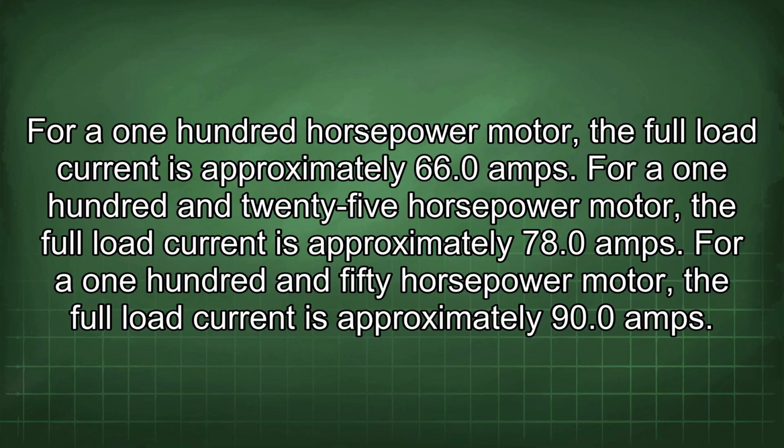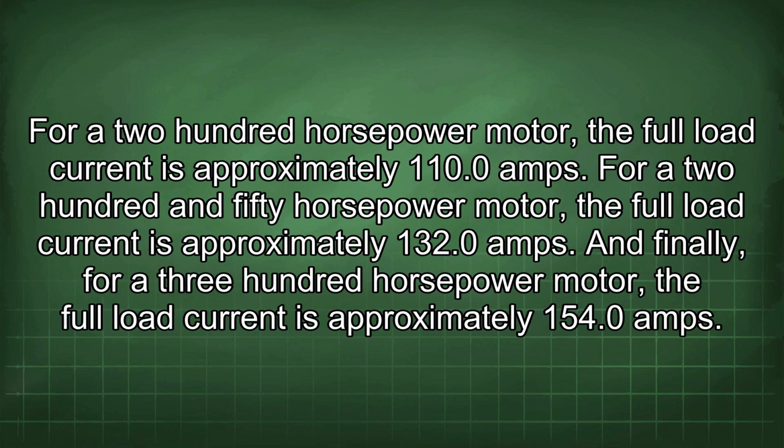For a 150 horsepower motor, the full load current is approximately 90.0 amps. For a 200 horsepower motor, approximately 110.0 amps. For a 250 horsepower motor, approximately 132.0 amps. And finally, for a 300 horsepower motor, the full load current is approximately 154.0 amps.